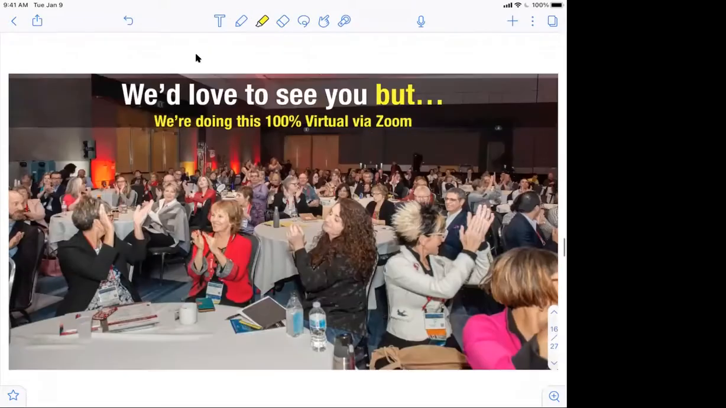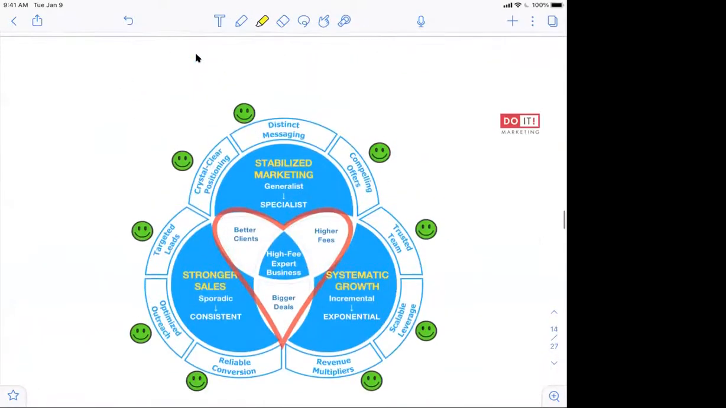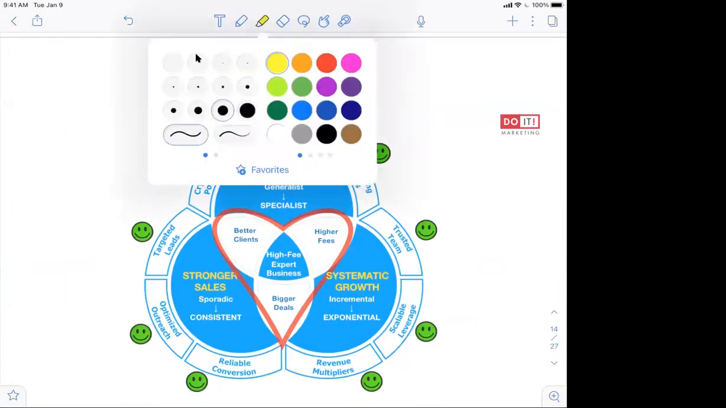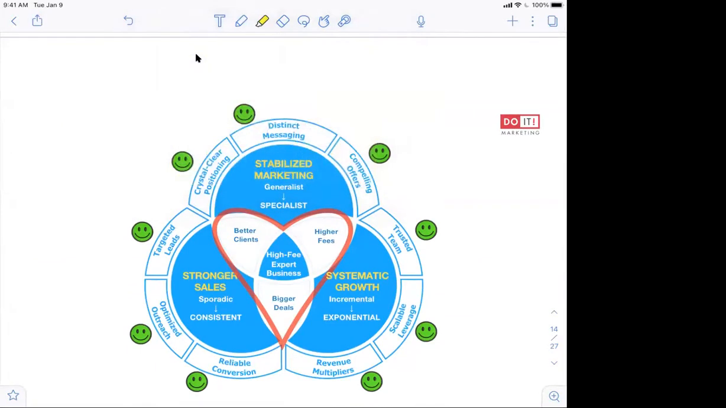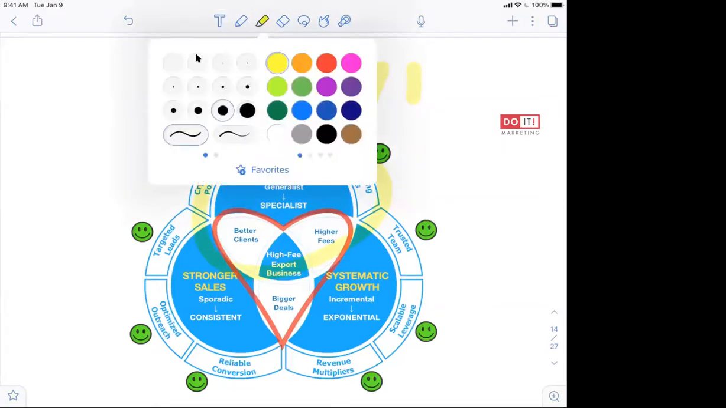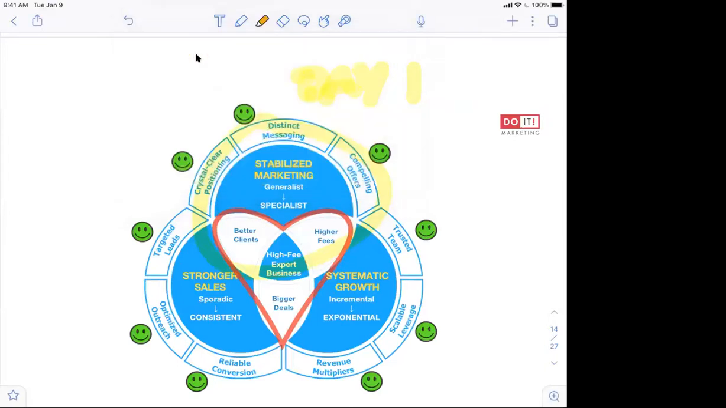Let's go back. Here's the shizzy. All of this. I'm using the highlighter. Don't worry about it. All of this.